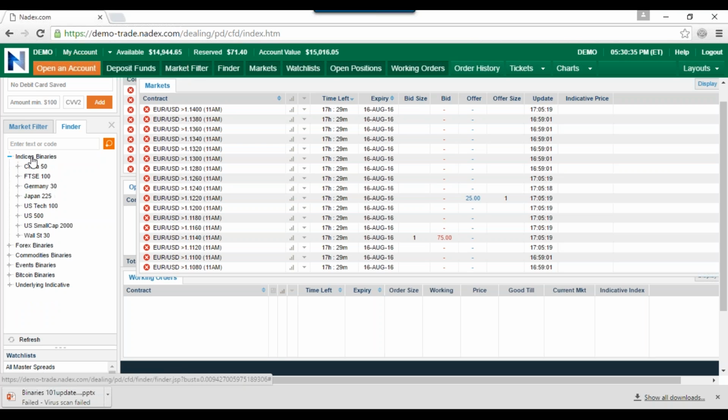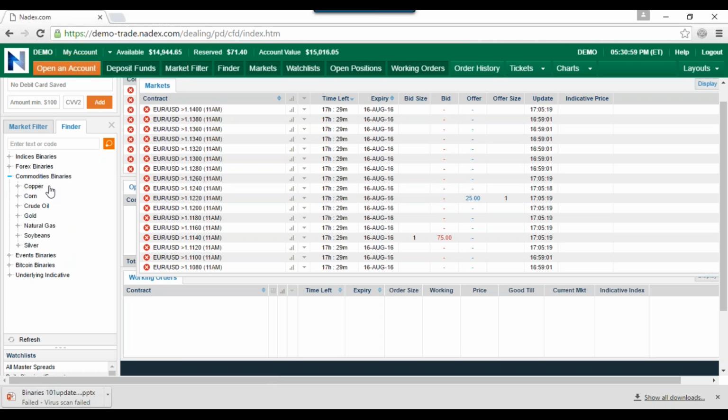Same with the indices, right? You've got the China and Japan for those earlier evenings. You've got Germany and London for you overnight traders that want to trade the European Open, and you've got the 4 US indices there.